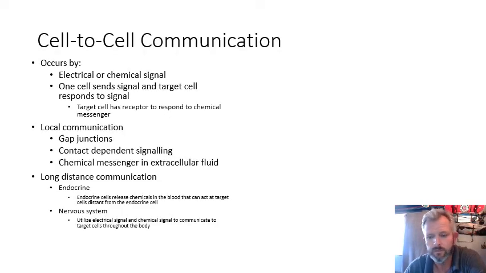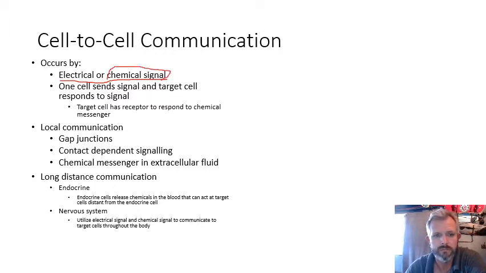The two main ways in which we signal are electrical and chemical signals. Electrical is where we're changing the membrane potential. We can signal this way through gap junctions, which we'll look at. But the main way we're going to be talking about signaling, and the one we're going to focus on in this lecture, is chemical signaling.